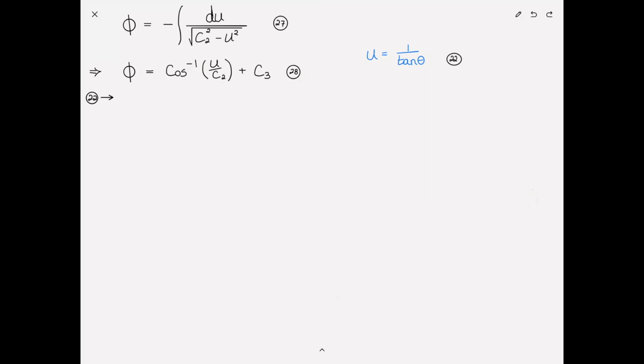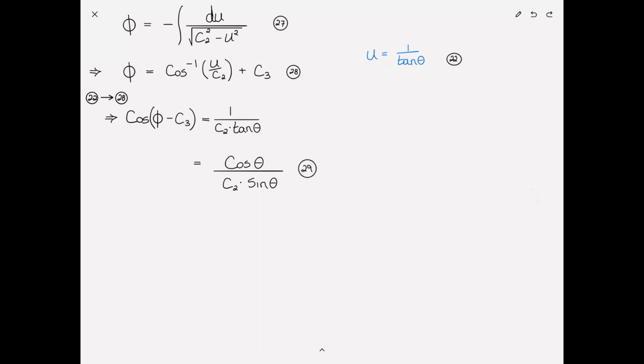So we can substitute 22 into 28. At the same time, I'm going to bring this constant to the other side, and I'm going to take the cosine of both sides. So that gives me the cosine of phi minus c3 is equal to 1 divided by c2, and then using the substitution, I get a tan theta in the denominator. Now, 1 over tan theta, or cotangent of theta, I can rewrite as cosine theta over sine theta.